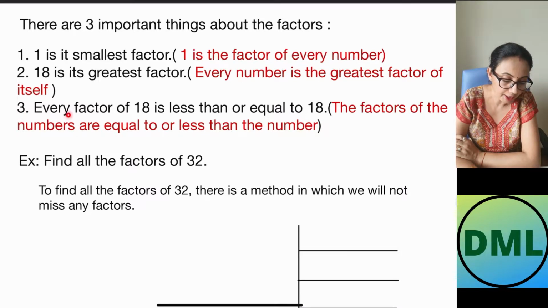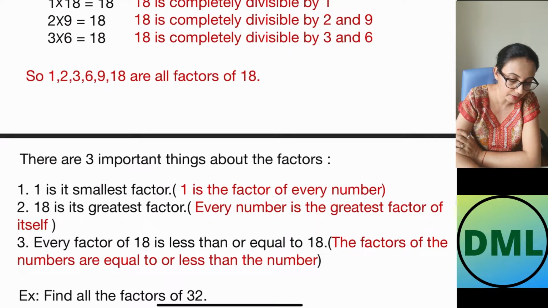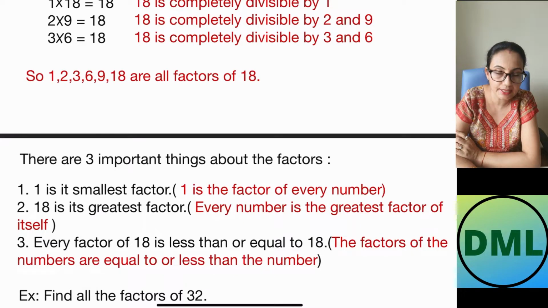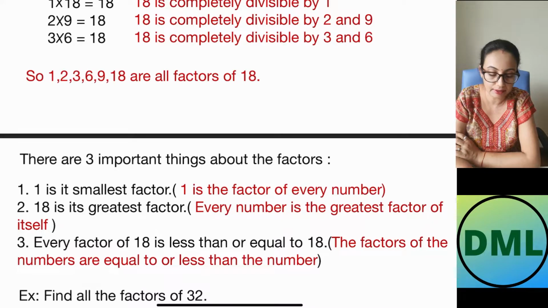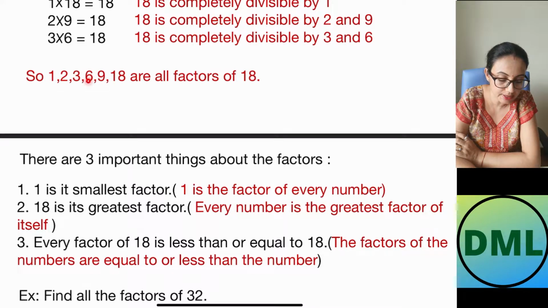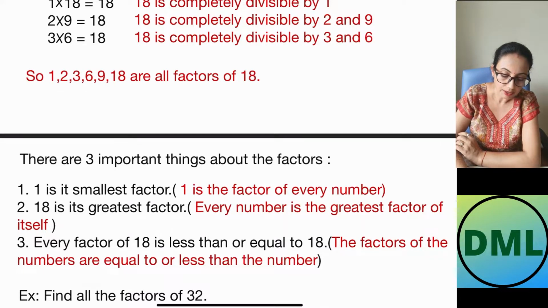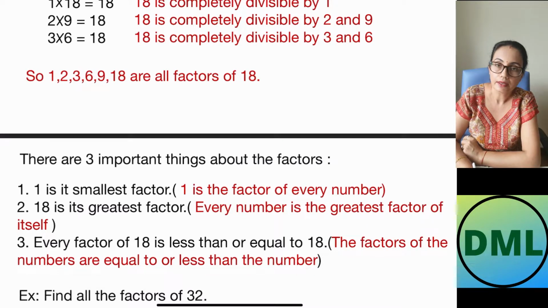Third thing, every factor of 18 is less than or equal to 18. That means the factors of a number are equal to or less than the number. As you can see from here, 1, 2, 3, 6, 9 are all less than 18, and 18 is equal to 18. The factors are either equal to or less than that number.